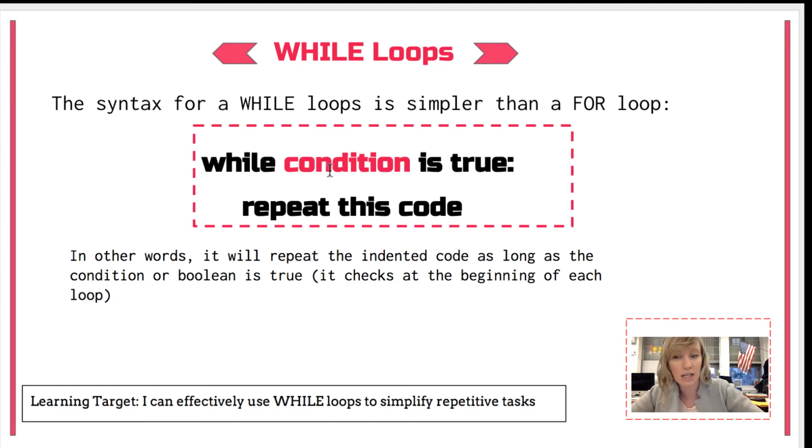While age is less than 18, charge them this ticket price. While age is greater than 25, give them a discount. So whatever it is, it can be checked to be true or false. And if the condition is true, then the indented blocks of code are going to be run. So in other words, it will be repeated as long as the condition is true. And then it checks at the beginning of each loop, it'll check again if the condition is true or false.